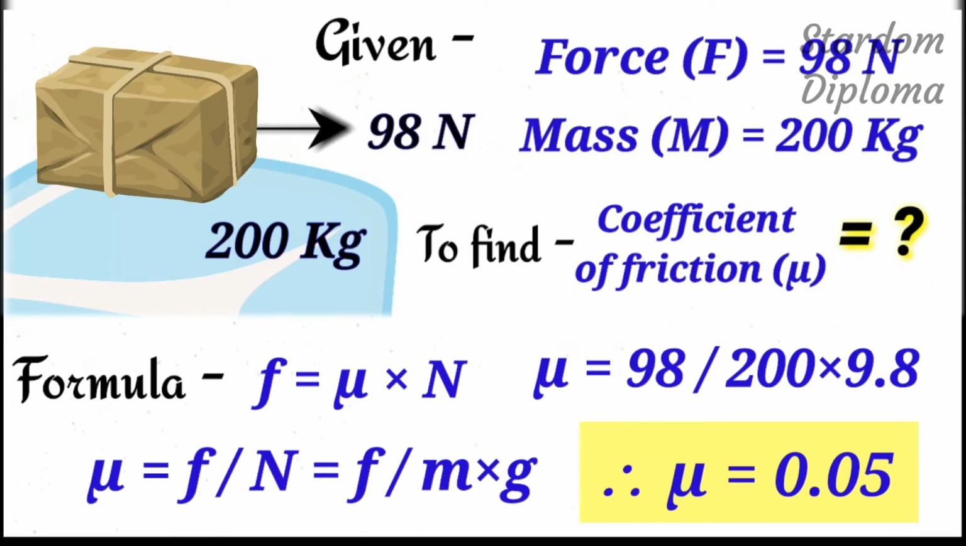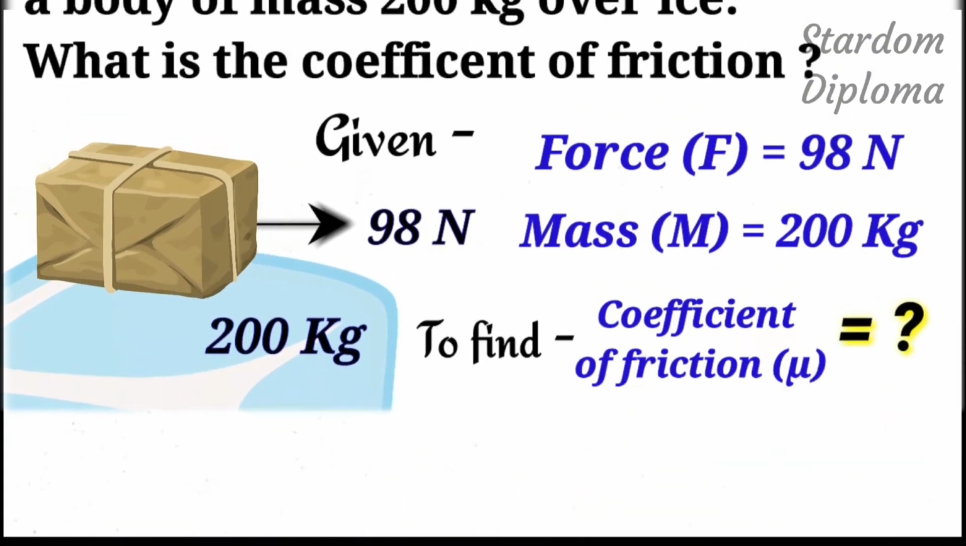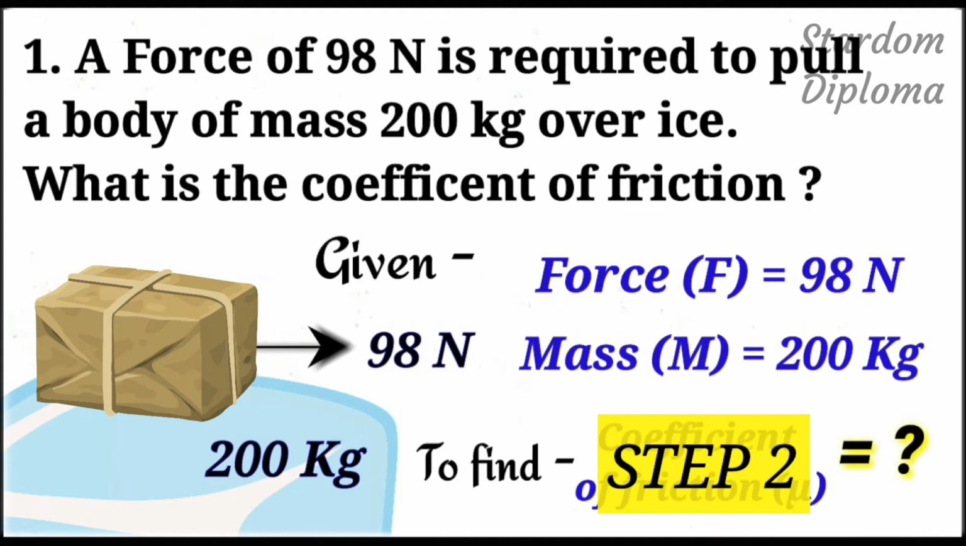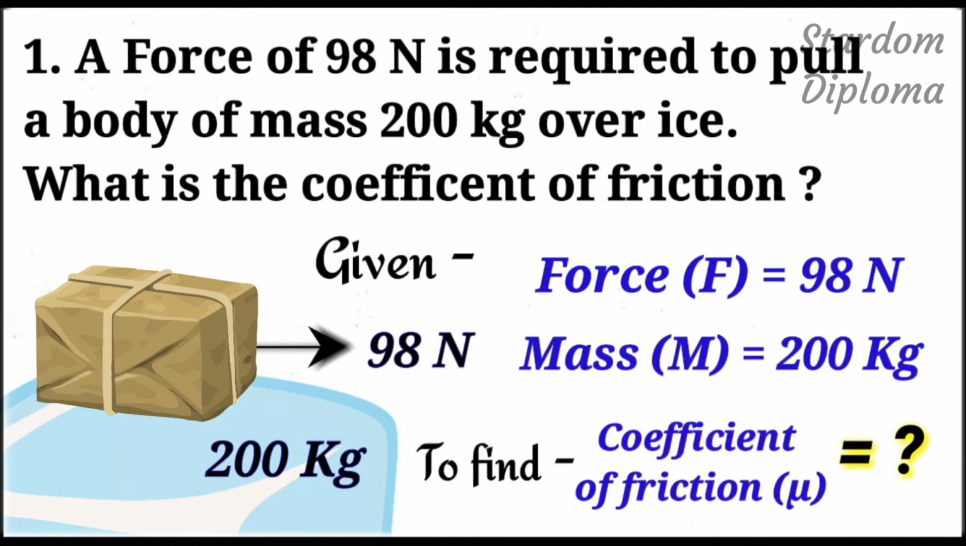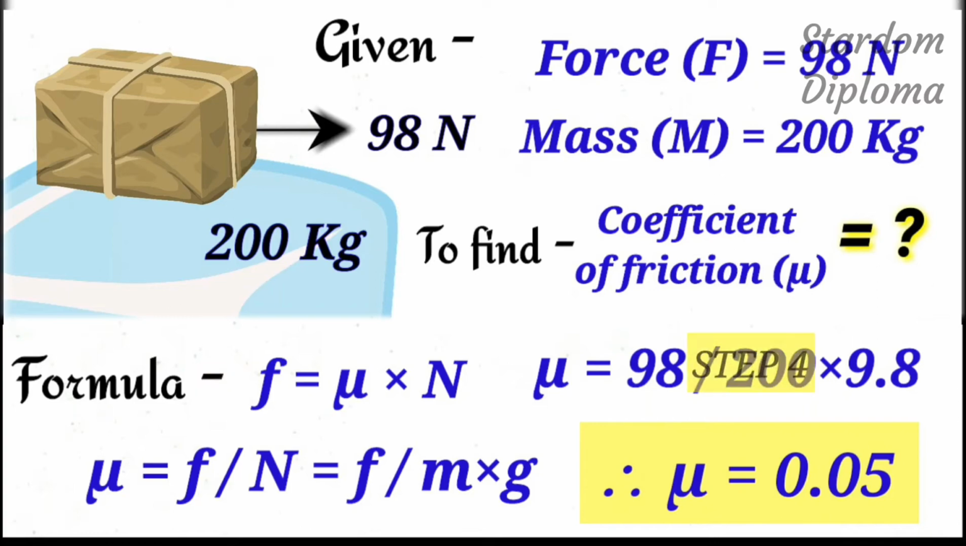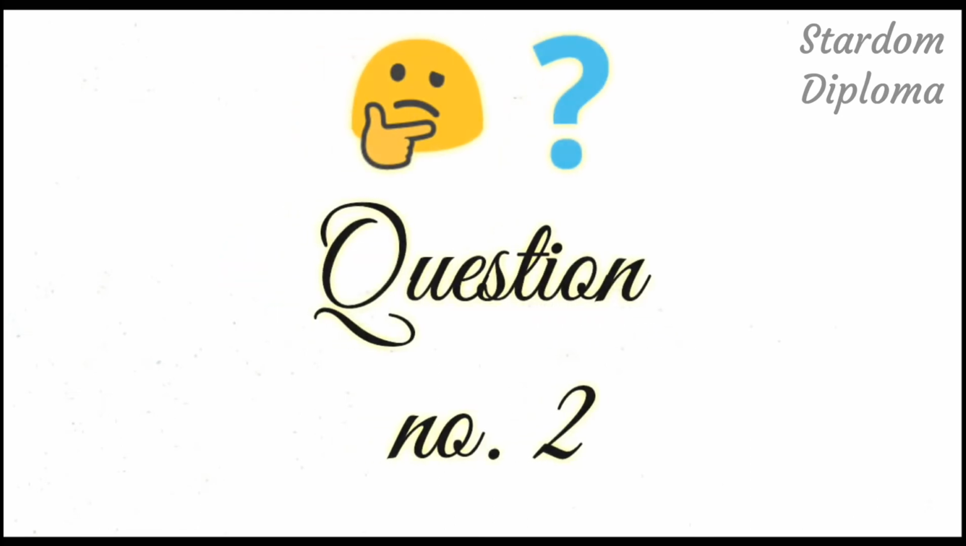He asked us to find the coefficient of friction and we got the value of coefficient of friction, which is 0.05. So using these steps: step 1, we have to write what is given in the question. In step 2 we have to write what we have to find. In step 3, the related formulas. And in step 4 we have to solve. While solving a problem, these 4 steps we have to definitely follow. Okay. Now moving to the second question.